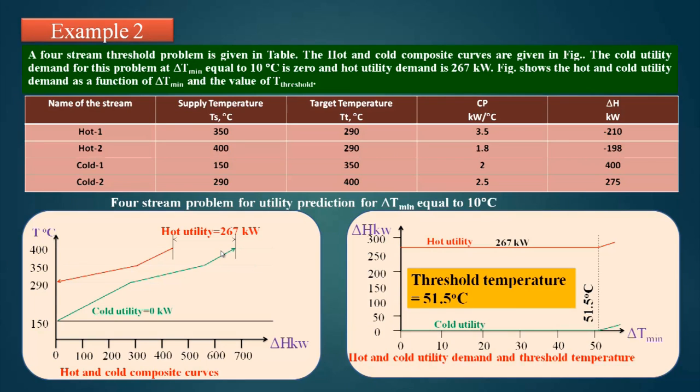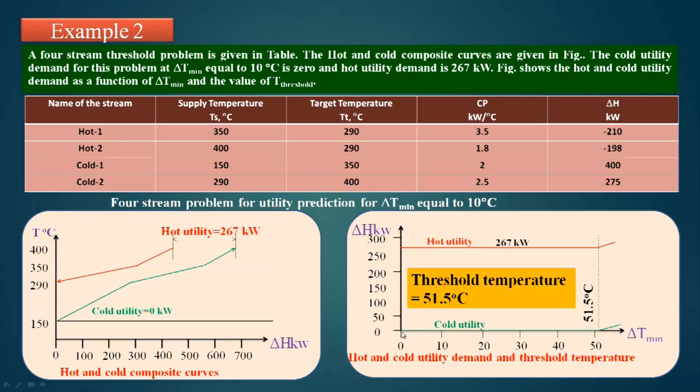Now, to find out the value of T threshold, we have to plot this curve several times with different delta T minimum. Here the vertical distance is delta T minimum. So, by shifting this curve right hand side or left hand side parallel to this axis, we can generate the hot utility requirement and cold utility requirement. And if we do so and plot the hot utility requirement and cold utility requirement at different delta T minimums, we can generate this plot, which is between delta H and delta T minimum.